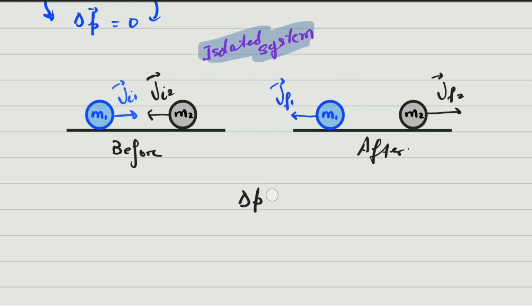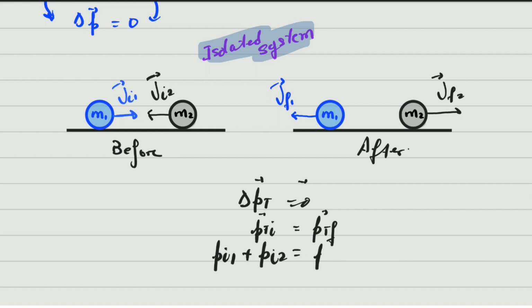So it means that momentum is going to be conserved, or is constant. The total change in momentum is equal to 0. If we break this down, the total initial momentum is equal to the total final momentum. For these two balls that are moving towards each other, we have the initial momentum of ball 1 plus the initial momentum of ball 2 is equal to the final momentum of ball 1 plus the final momentum of ball 2.